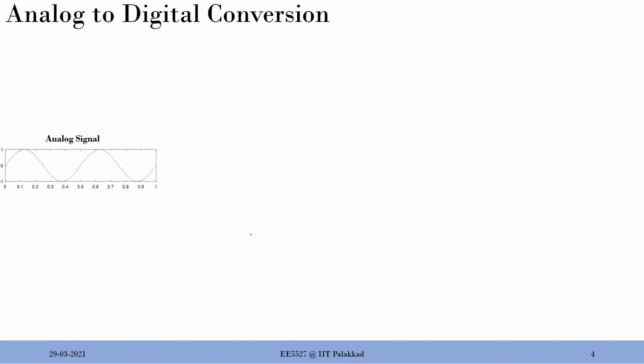So what is analog to digital conversion? I am taking a sinusoid signal, a very perfect sine wave for illustration, but please remember that the signal need not have this regular shape, right? Because it can be any shape, it can be a damped sinusoid, something like that. So it doesn't matter, but just for illustration I am taking this example.